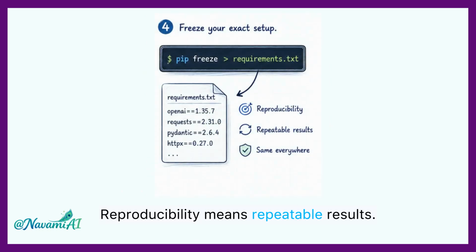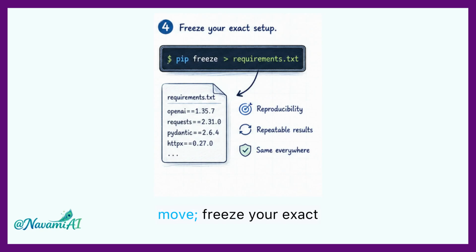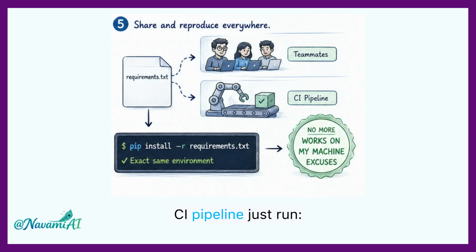Reproducibility means repeatable results. And here's the pro move. Freeze your exact setup into a file so anyone can recreate it. pip freeze > requirements.txt. Now teammates or your CI pipeline just run pip install -r requirements.txt and they get the exact same environment you have. No "works on my machine" excuses.